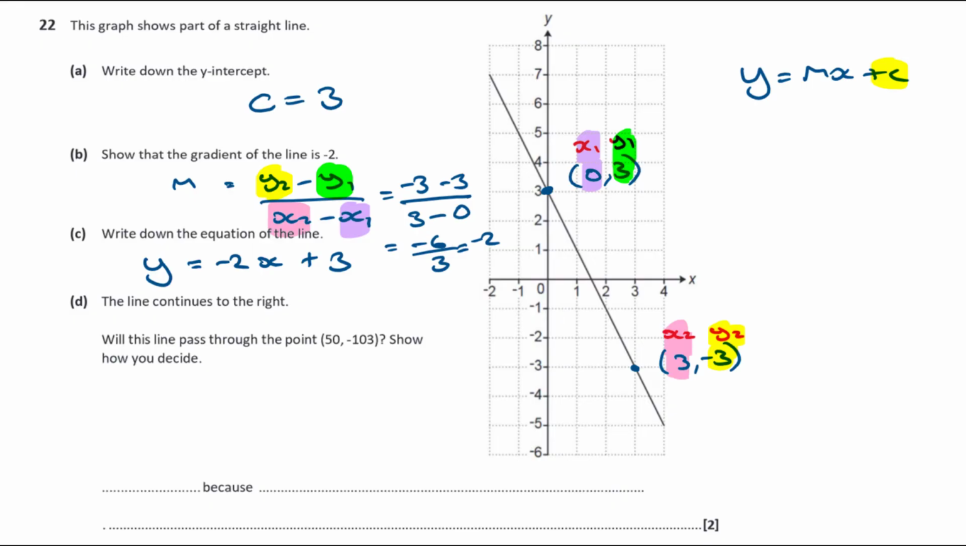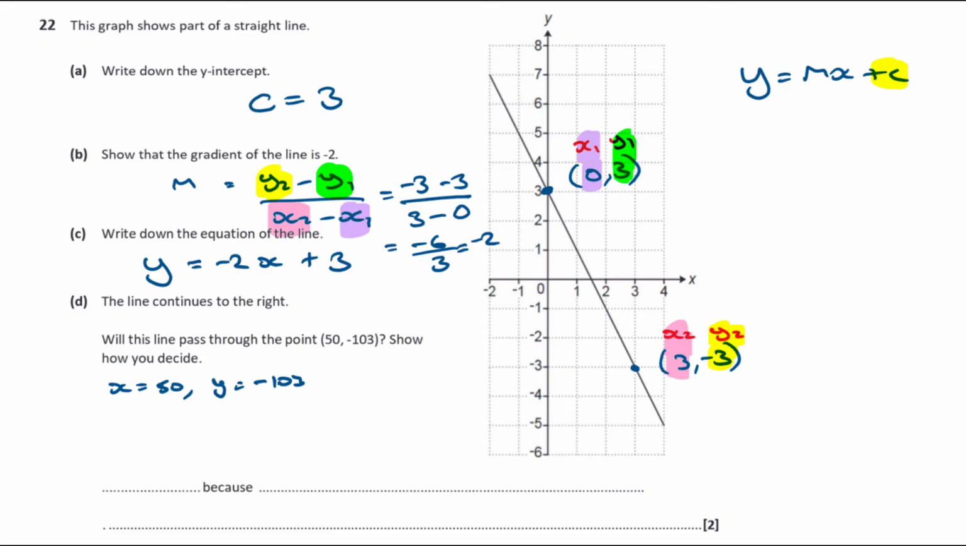Okay, so the line continues to the right. Will the line pass through (50, -103)? Okay, so the way we can do that is we can just sub in our values. So if x equals 50 and y equals minus 103, if we sub that into the equation, if it's true, then it lies on the line. If it's not true, it doesn't lie on the line.